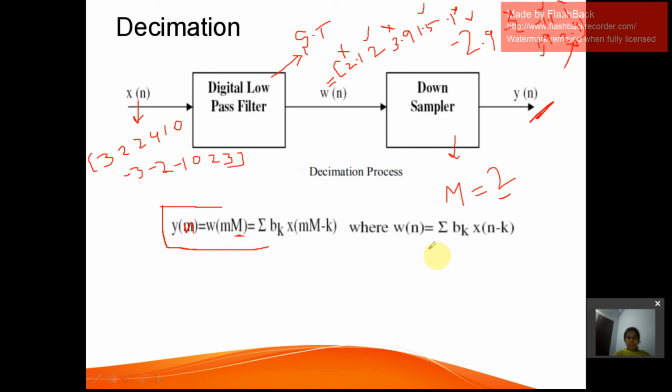And we can write this as this expression. Where do we get it from? This is from w of n is equal to summation of b k x of n minus k, with k from minus infinity to infinity. What is this b k? It is the coefficient of the low pass filter.